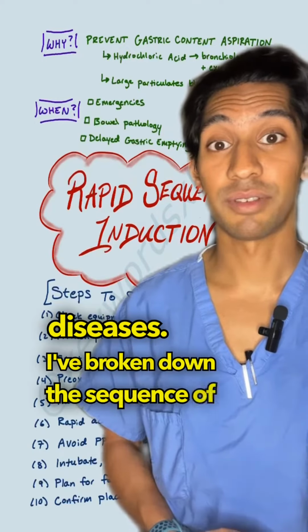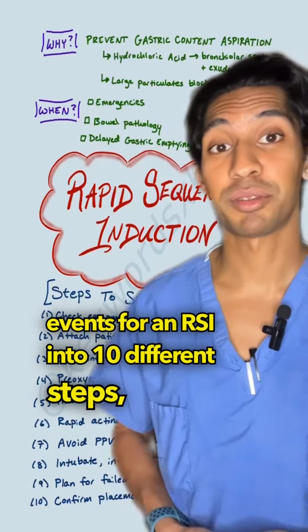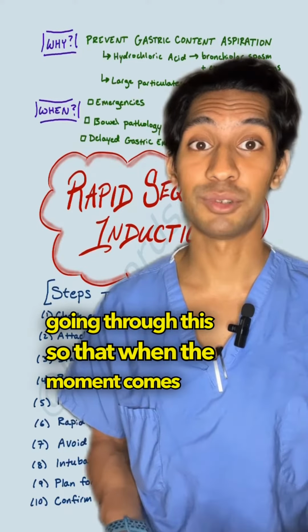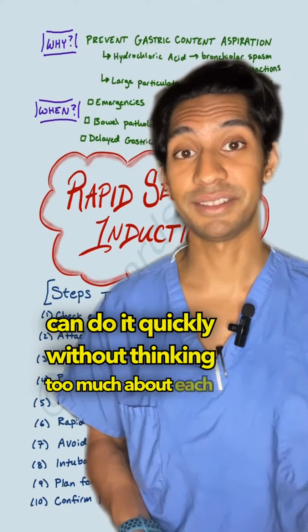I've broken down the sequence of events for an RSI into 10 different steps, but ultimately you want enough practice and experience of going through this so that when the moment comes, you can do it quickly without thinking too much about each individual step.